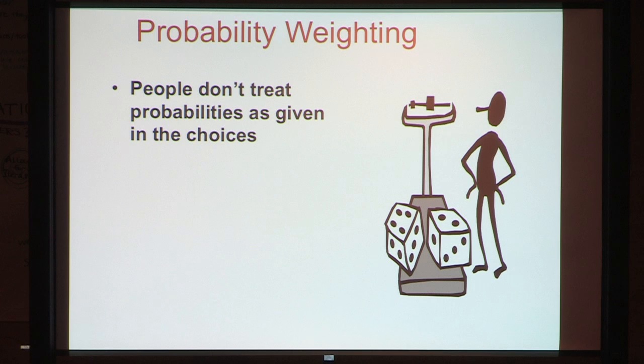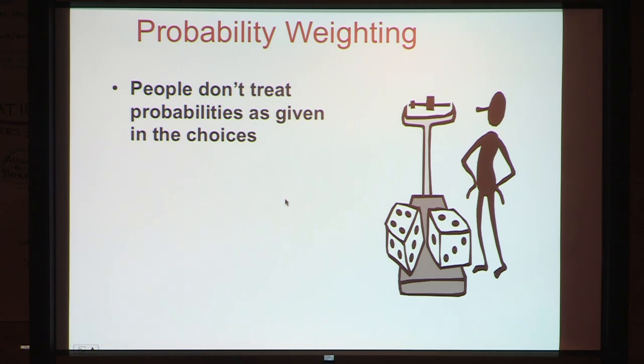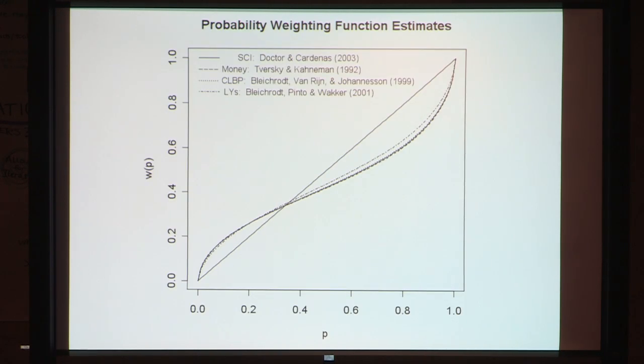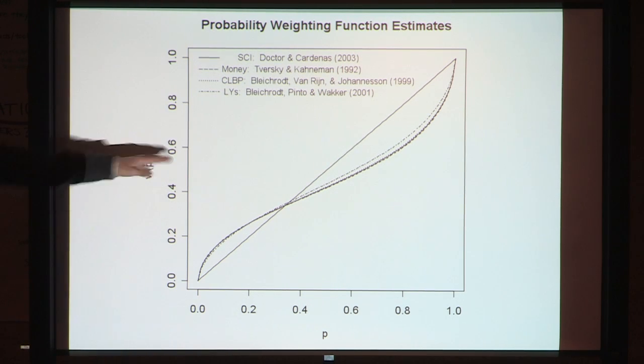So what are some findings along those lines? Well, one is this idea of probability weighting, that people don't treat probabilities as they're given in the choices. So in the standard gamble, people behave differently than is given by how a rational person would behave given that probability. So you mean they don't believe the probabilities? Well, no, I'll explain right now. Here we have a graph. Here I've plotted 4 studies. There's probably 20 now, and they all look very similar.